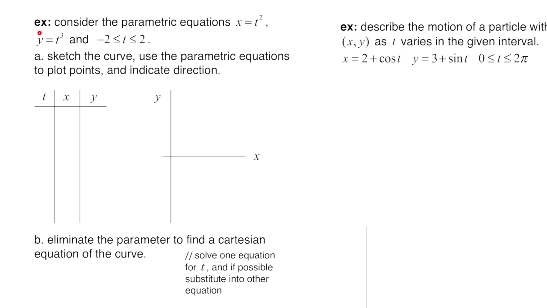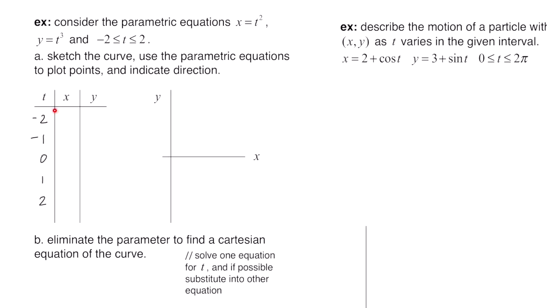This example says, consider the parametric equations x equals t squared, y equals t cubed, and t is between -2 and 2 inclusive. Part A says, sketch the curve, use the parametric equations to plot points and indicate direction. So first I included a chart. It's a t, x, y chart, and we have that t is between -2 and 2. So in our chart, we'll start with t is -2, and then we'll go -1, 0, 1, and then 2.